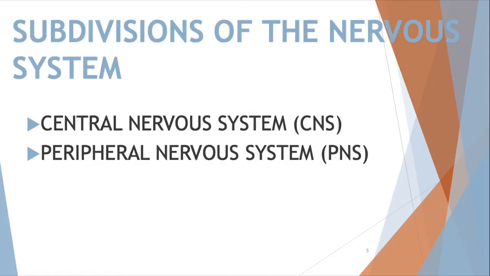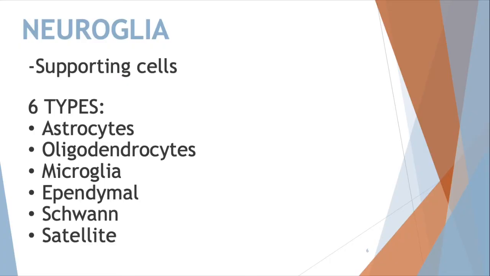Okay? So, kung meron tayong neurons or meron tayong nerve cells, meron din tayong tinatawag na supporting cells ng neurons. So, that is what you call your neuroglia. And neuroglia has 6 types. We have the astrocytes, the oligodendrocytes, the microglia, the ependymal, the Schwann, and the satellite. Okay, isa-isahin natin. When we say astrocytes, they are star-shaped cells, have many processes, and are the largest and most numerous of the neuroglia.